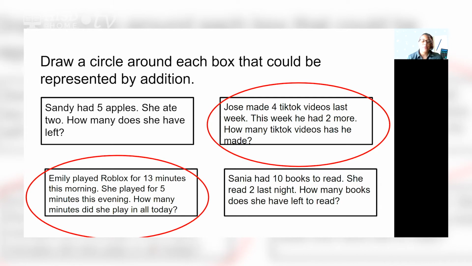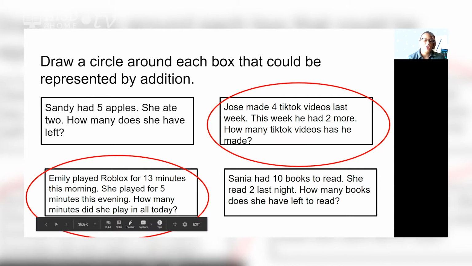And the last problem says Sanaya had 10 books to read. She read 2 last night. How many books does she have left to read? She had 10. She already read 2. So how many is left? If she had 10, but she read 2, that means I am subtracting because 2 she is done with. So that problem I would not circle because it is subtraction.